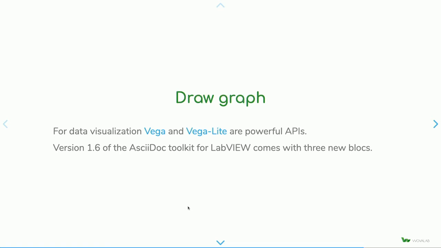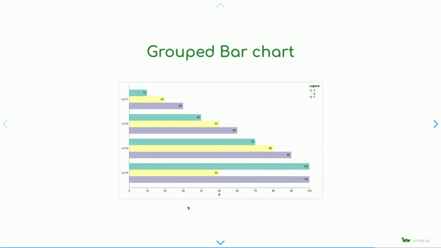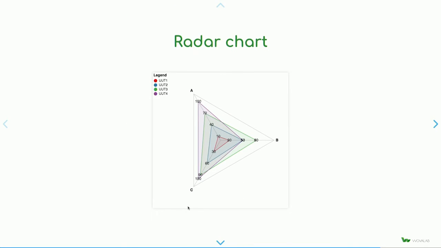And if you want to draw graph, you can use Vega or Vega-Lite APIs. With the latest version of Asciidoc toolkit for LabVIEW, I released it 2 days ago, you can draw line charts, grouped bar chart, and radar chart. So you have 3 new blocks you can use to add graphs into your document.